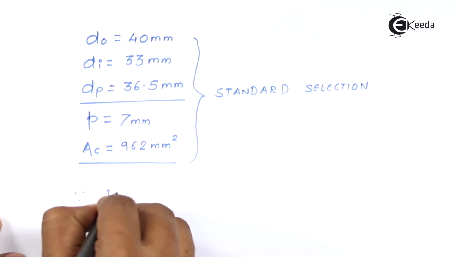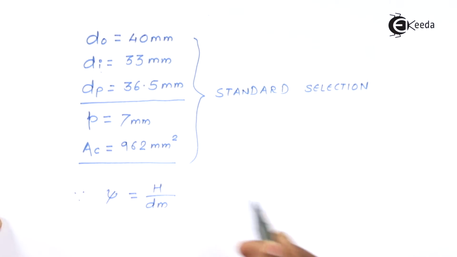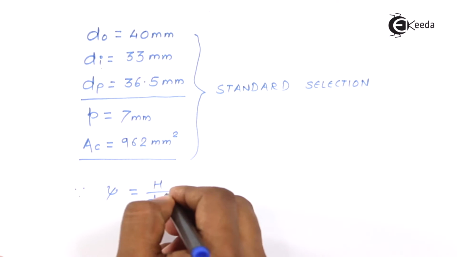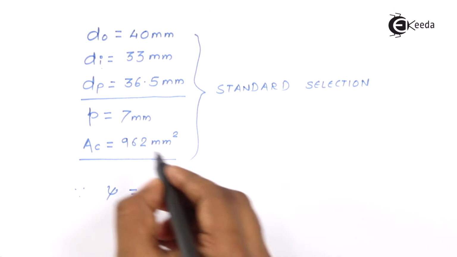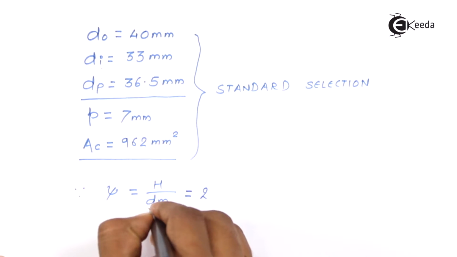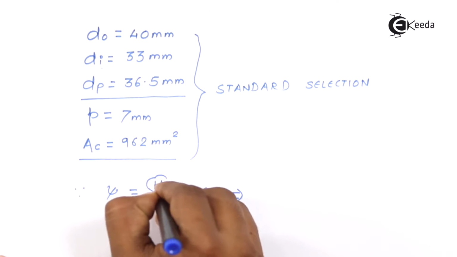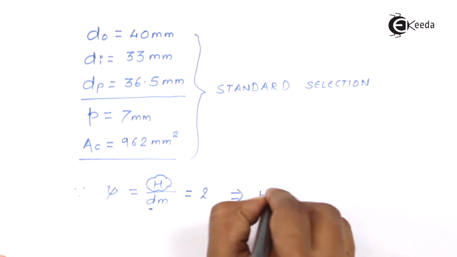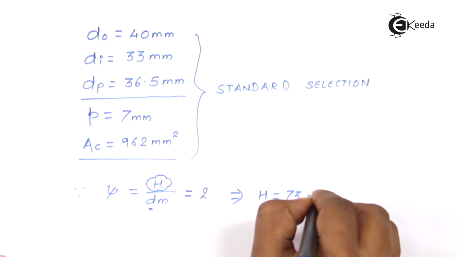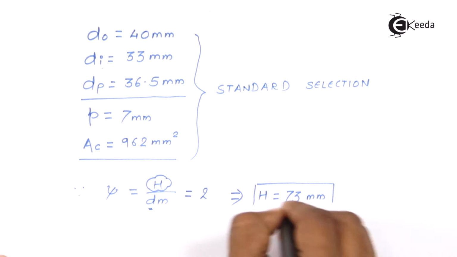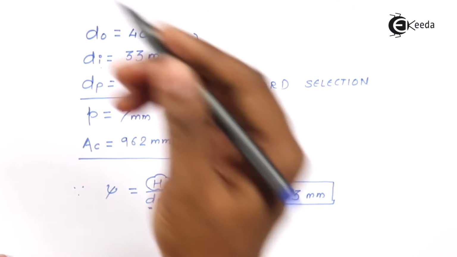So we know this relation that psi is equal to h by d mean. We already know this relation, which is a standard empirical relation, and the value that we have is 2. But right now we have already found out the value of dm. So putting that value, the only unknown, which is h in our case, comes out to be, after calculation, somewhere around 73 mm. So this is a finding for us. Of course, these all are findings for us.